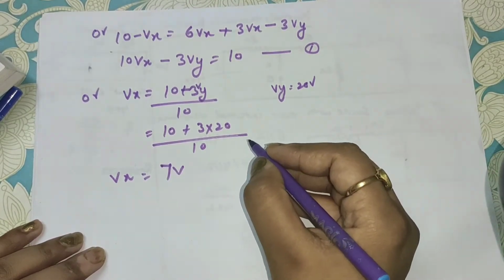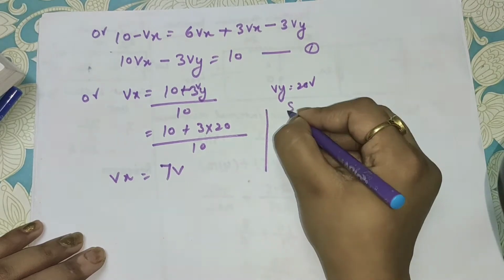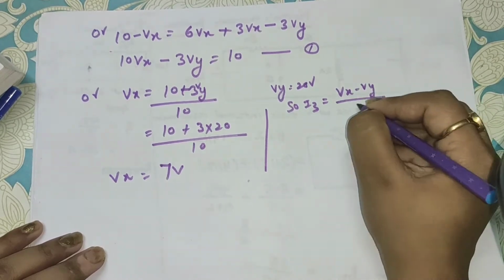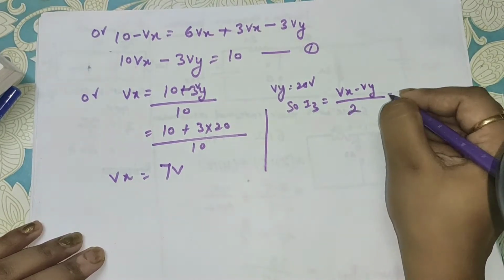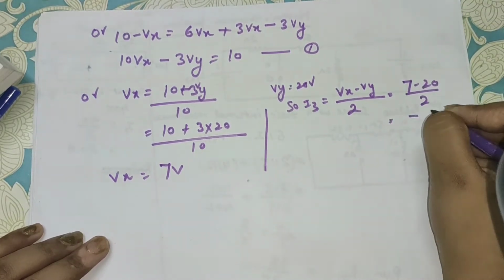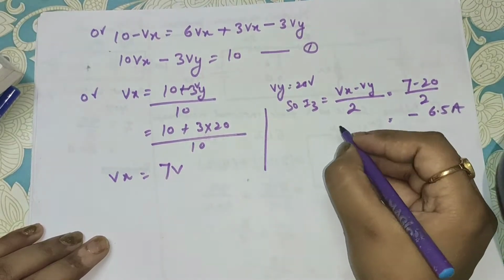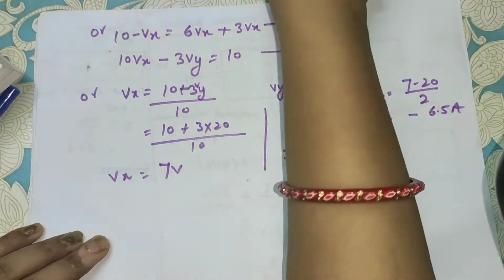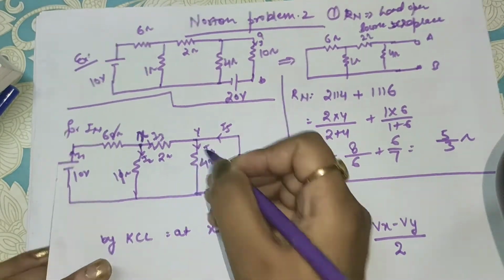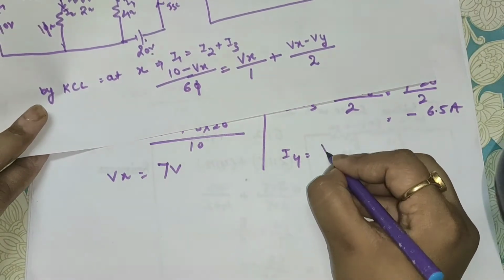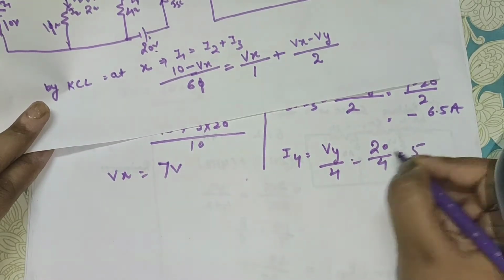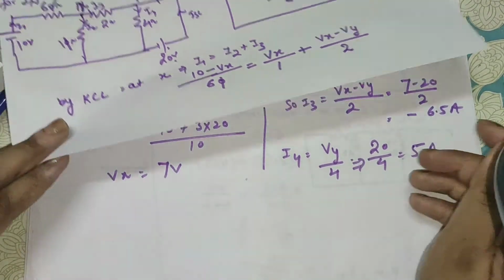Now I3 will be Vx minus Vy upon 2. Vx you have, that is 7 minus 20 upon 2. That is minus 6.5 ampere. Okay. Now I4 was this. I4 equals Vy upon 4. Vy you have, 20 upon 4, that is 5 ampere you got.